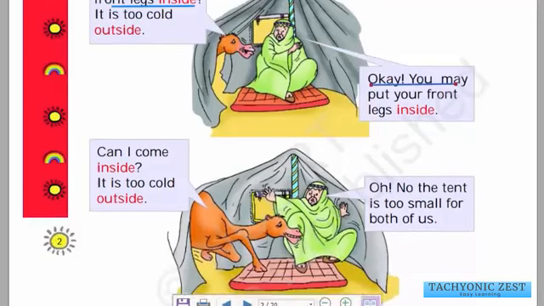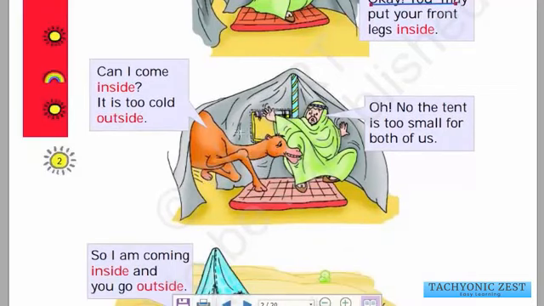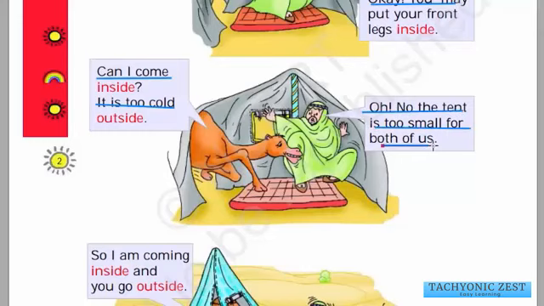In the next picture we can see the camel has put his front legs inside the tent, and then the camel asks the Arab, "Can I come inside? It is too cold outside." Now the camel wants to come inside the tent completely, as it was very cold outside. But the Arab, who was sitting inside this big tent, says, "No, the tent is too small for both of us." The Arab tells the camel that this tent is too small for both of us and we will not fit inside this tent. So he says no to the camel. Let's see what happens next.